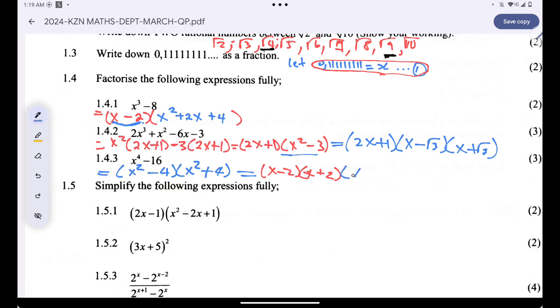Then here I'll have x squared plus 4. This one cannot be factorized. The sum of two squares cannot be factorized.